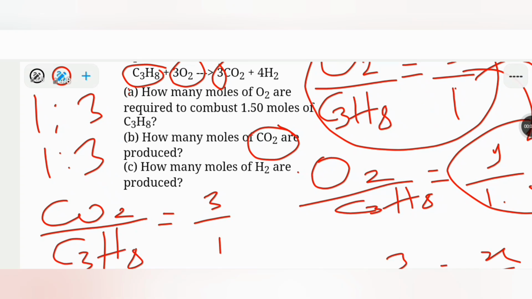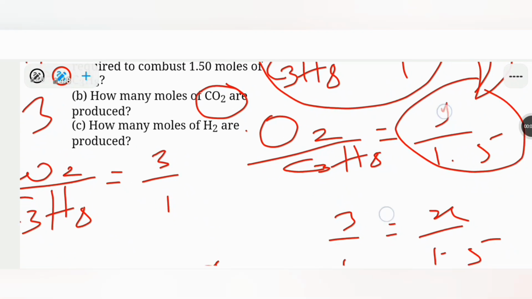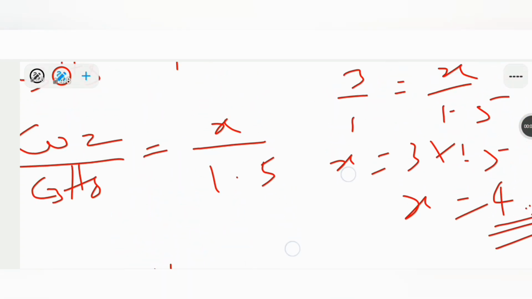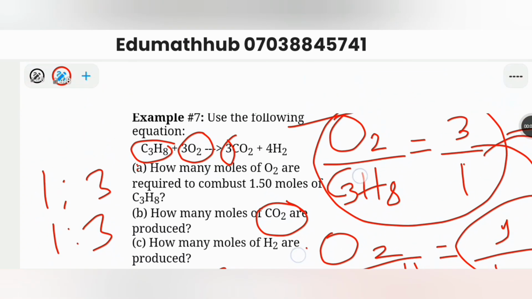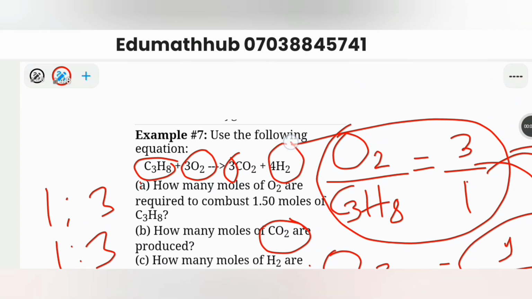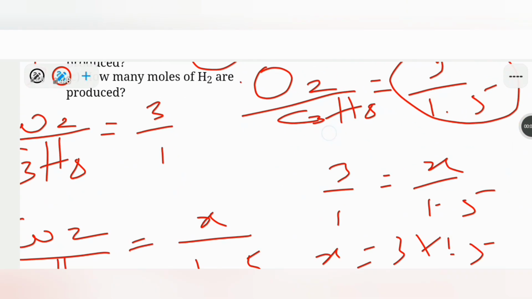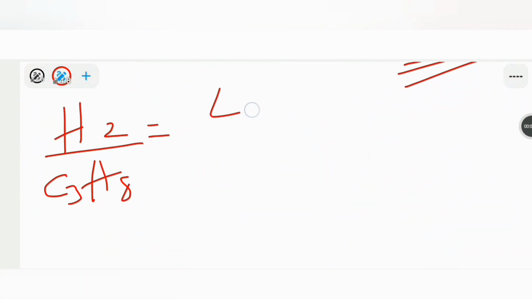Then the next one: how many moles of H2 are produced? So let's do it like this. I'm looking for H2 over C3H8. That's my ratio. That's what I need to form. If you form that ratio, check the molar ratio from the equation first. Check it here, you see it. Hydrogen has 4, C3H8 has 1. So just put it there. Hydrogen is 4, C3H8 is 1. So it's 4 over 1.